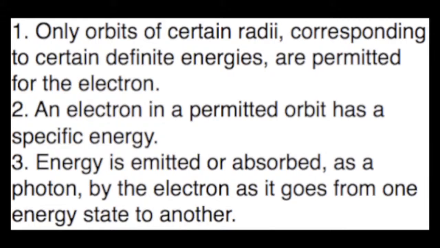And it was found that certain gases under reduced pressure with a high voltage passed through them emitted a specific color. And this color, when it was passed through a prism, created specific colors in the spectra, but not all of them, which is called the line spectra. So to explain this, Bohr assumed that electrons moved in a circular pattern around the nucleus and came up with three postulates. One, that only orbits of certain radii, corresponding to certain definite energies, are permitted for the electron.